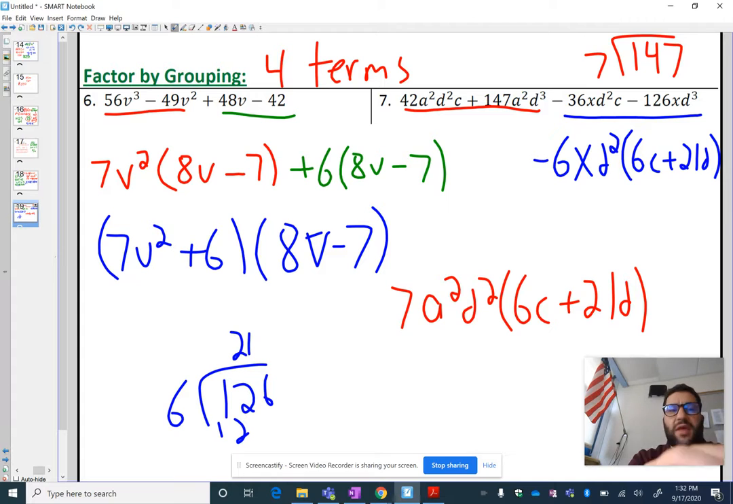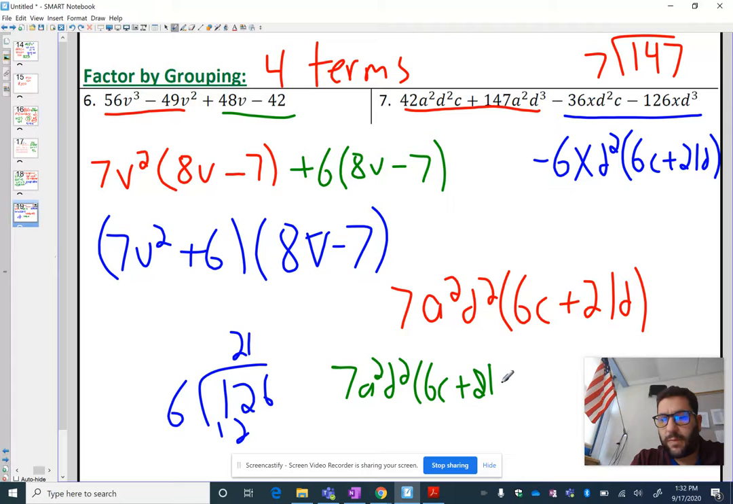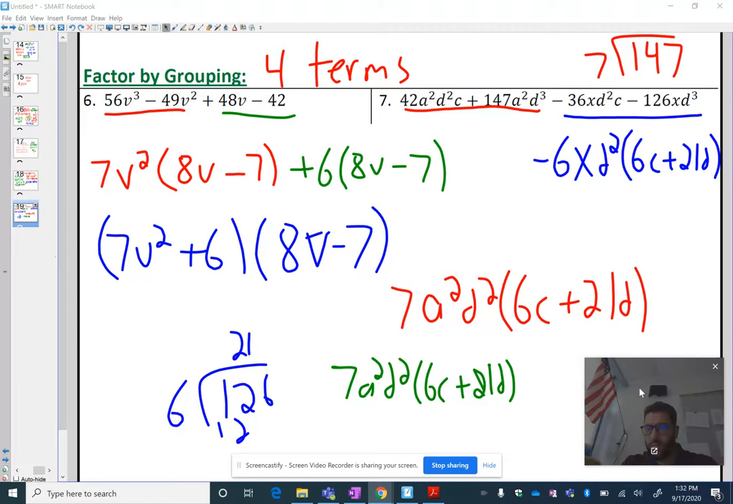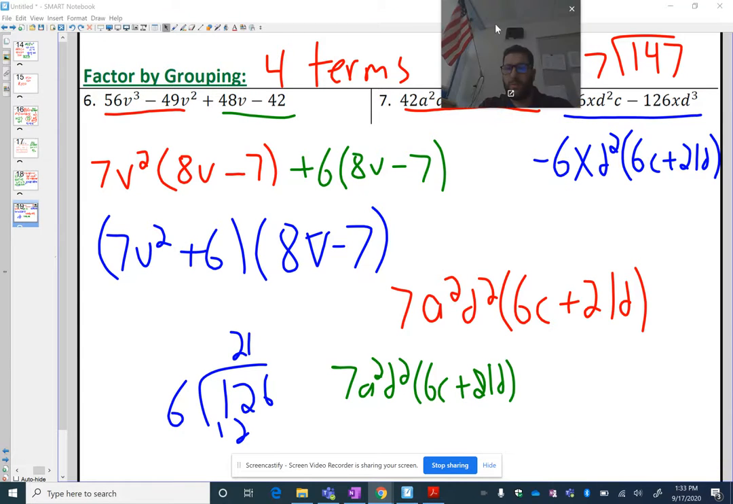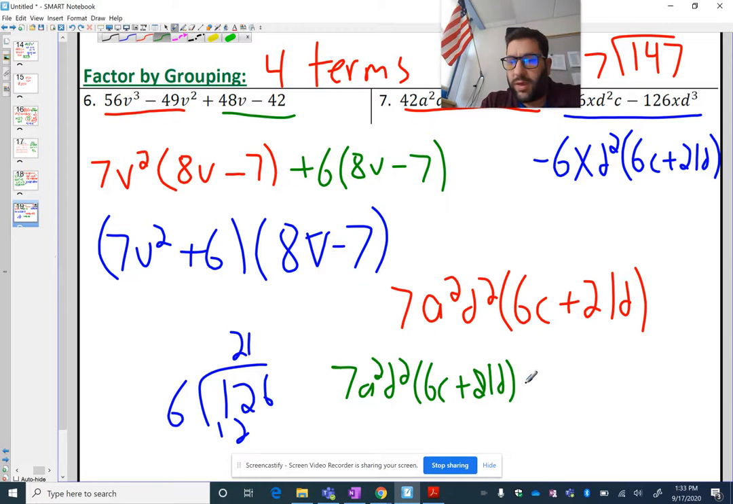So when we put this all together, which I'll put it all together in green, we get 7a squared d squared times 6c plus 21d. Okay, let me move myself out of the way here. That's going to help me. All right, so now I'm up here. And then we put the other one in, which will be minus 6x d squared times 6c plus 21d.